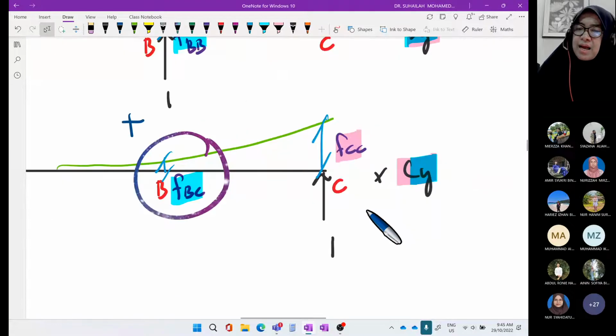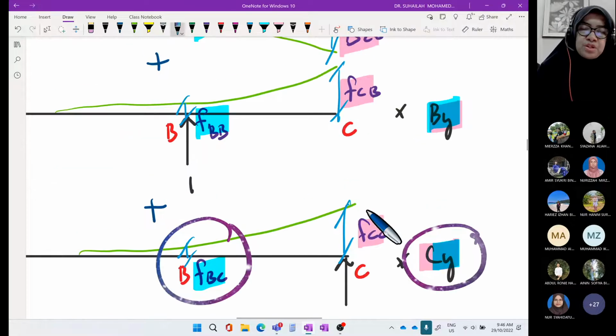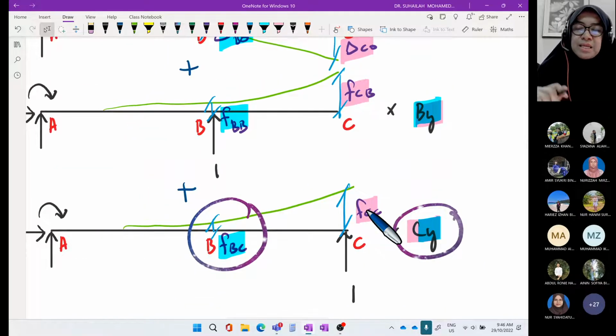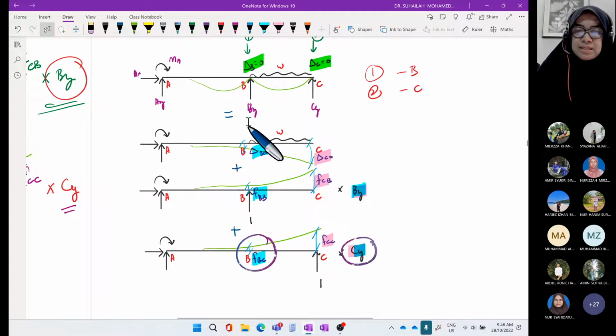FBC times CY, because we refer to position B. So it is FBC times CY. Look at it line by line like this. Don't worry too much. This is just for derivation. The solution will be easier than this. So it is FBC.